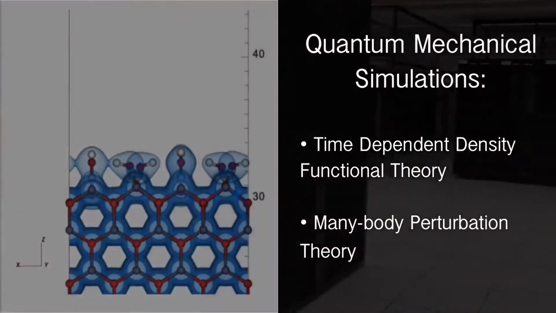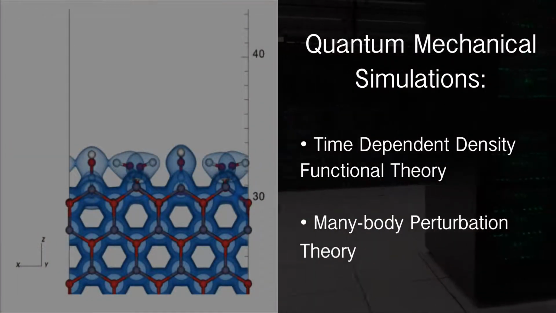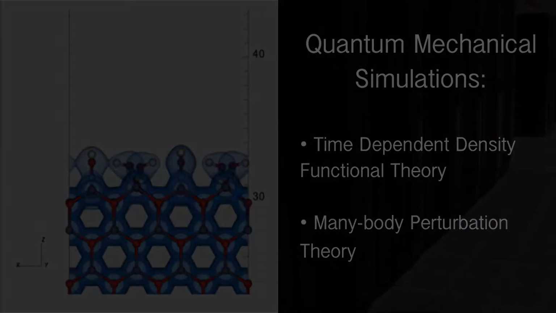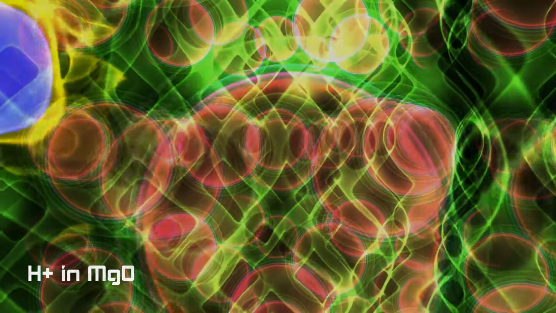Density functional theory and its time-dependent version are accurate methods that approximate the equations of quantum mechanics and allow us to understand the interaction of electrons and nuclei in materials. The first example shows how a defect in a semiconductor is influenced by radiation.